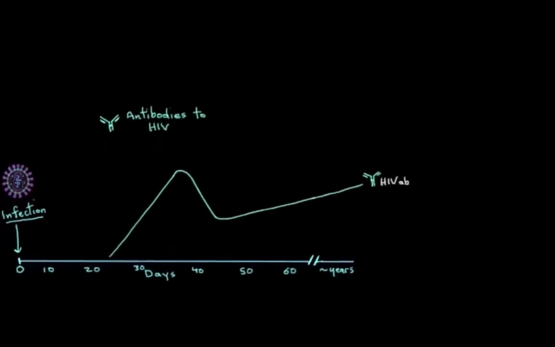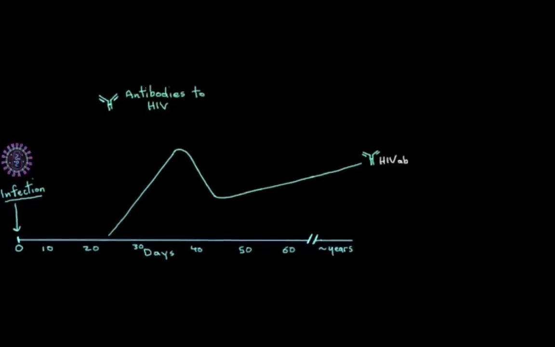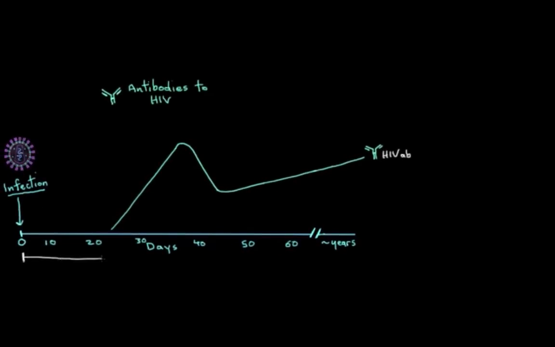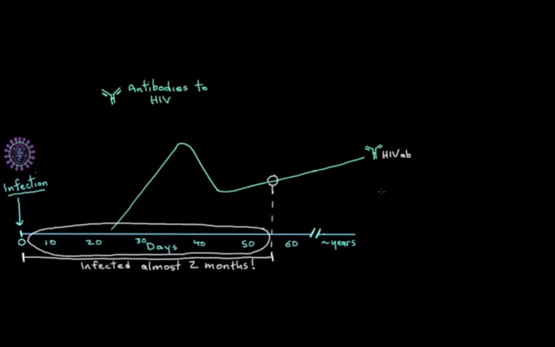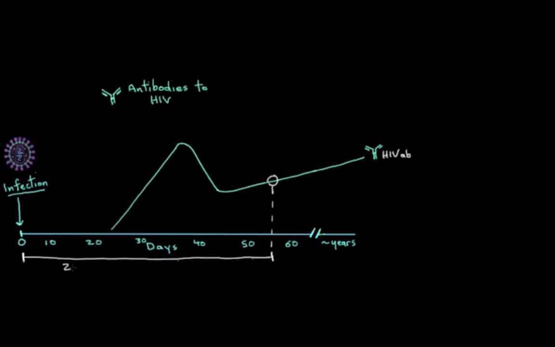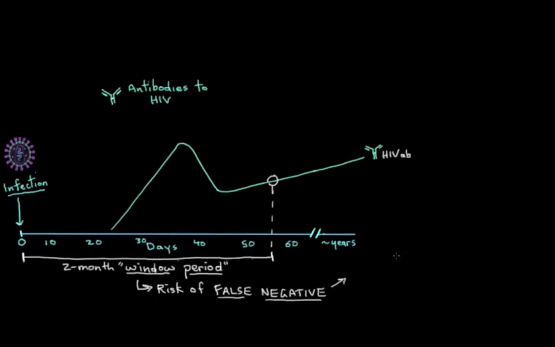And back in the day, a few decades ago, our technology wasn't as good as it is now. Someone would have had to have been infected for almost 2 months before we could start to detect antibodies in their bloodstream. So back then, someone might have come in to get tested for HIV before this 2-month period, and they might be told that they didn't have HIV when in fact they did. So during this 2-month window period, there's a risk of getting a false negative result. A negative result despite truly having an infection.